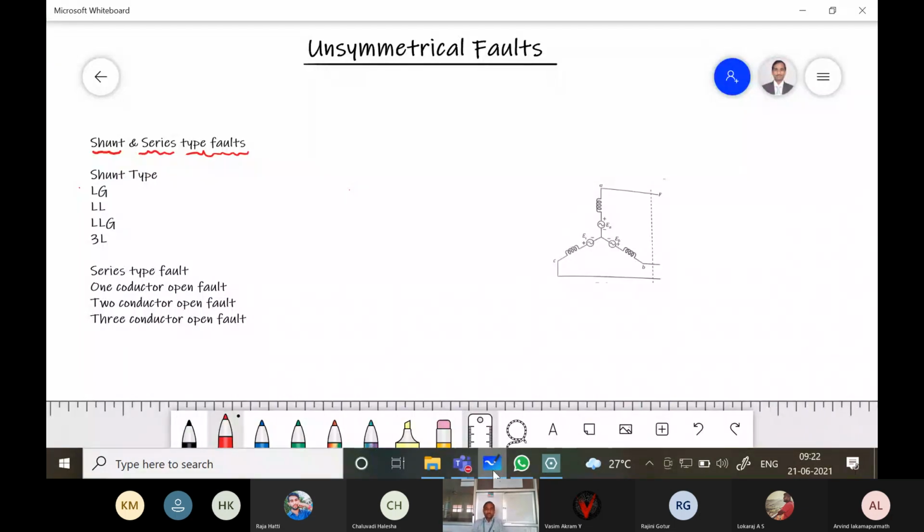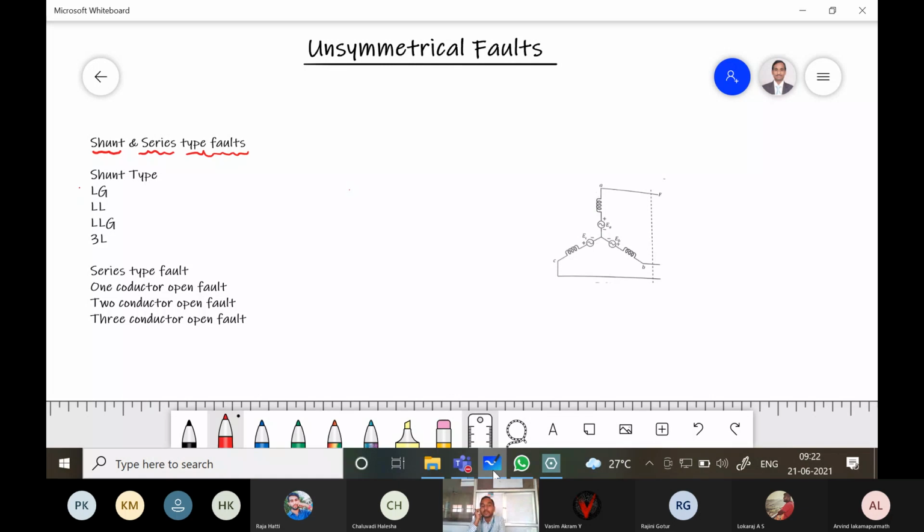Today we will start the new module, module number 4, unsymmetrical faults. So what is meant by unsymmetrical fault? You have studied symmetrical fault, right? Symmetrical fault means that when any fault occurs in the system, the current in all the lines will be equal, and their respective angles differ by 120 degrees. In an unsymmetrical fault, this does not hold.